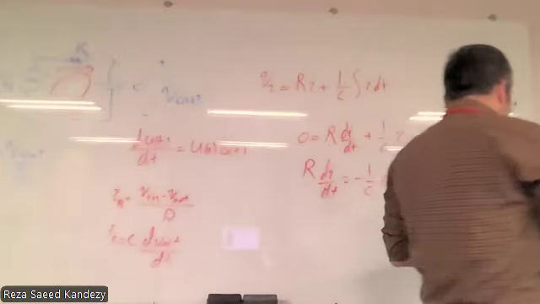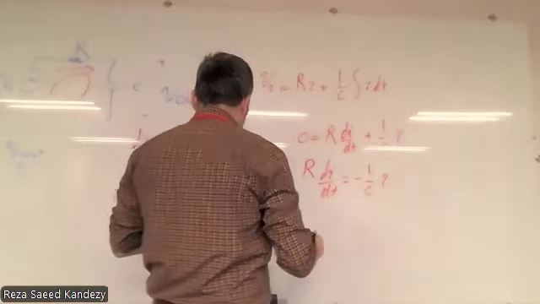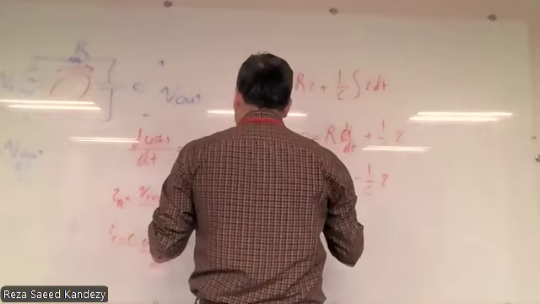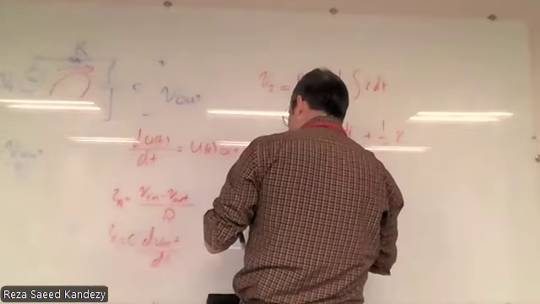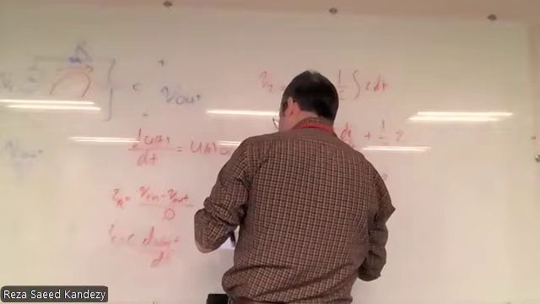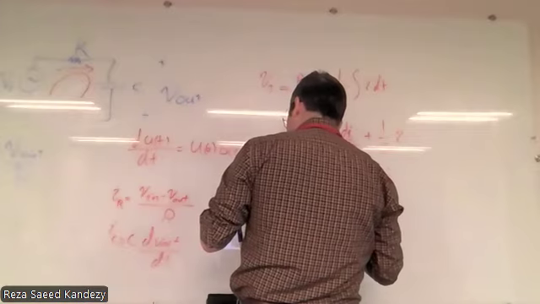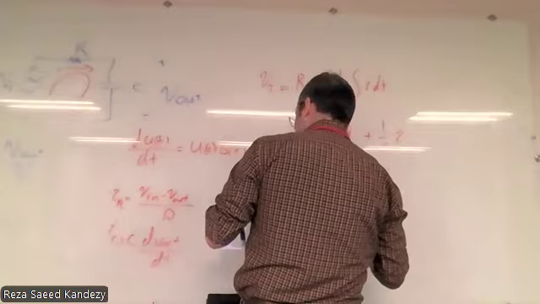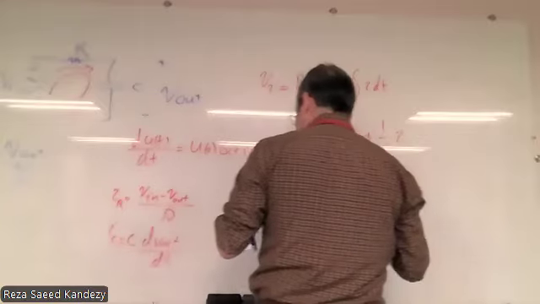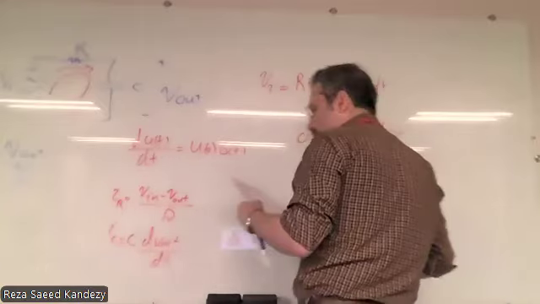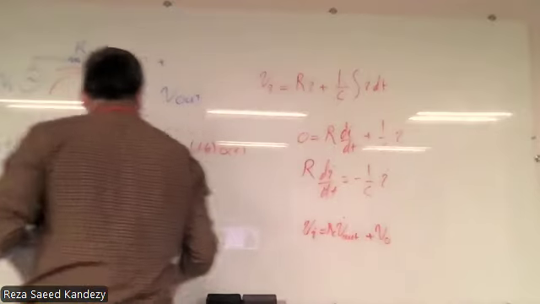Now if you substitute the I into your circuit equation, you are going to see that the equation based on V out is basically VI equal to RC times V out dot, which is the differential of the V out, plus V out. Now this is our VI.